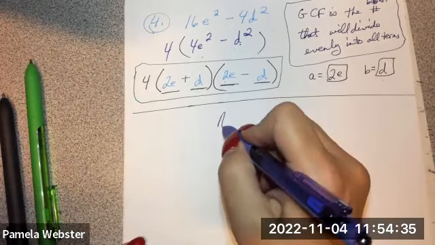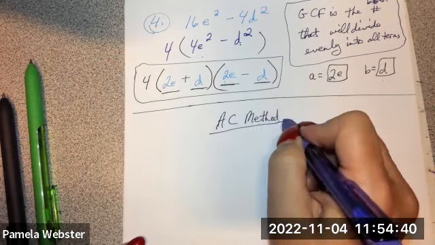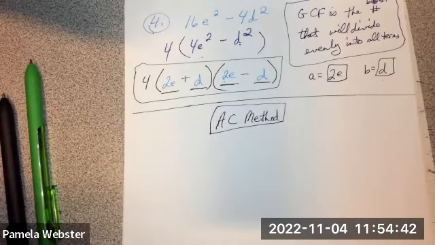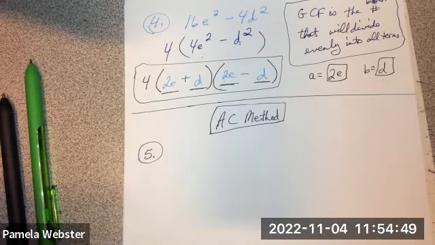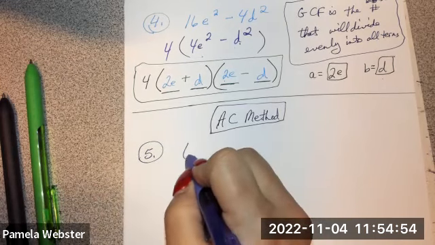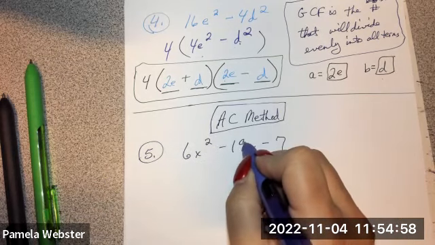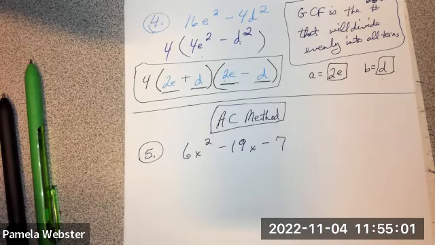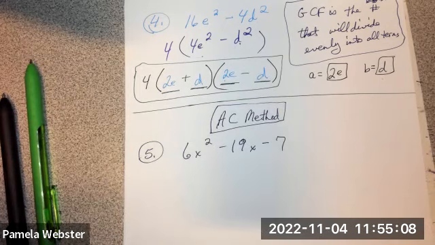If you can shortcut this and skip the AC method because you can do trial and error and you know how to do that and you're good with it, then great, no problem. But sometimes we're not going to be able to do trial and error. Sometimes the numbers look weird. Like I'm going to give you one right here. Number 5: 6x squared minus 19x minus 7. On the worksheet that I'm going to hand you, this is actually the first problem in there, but it's my 5th example for today.